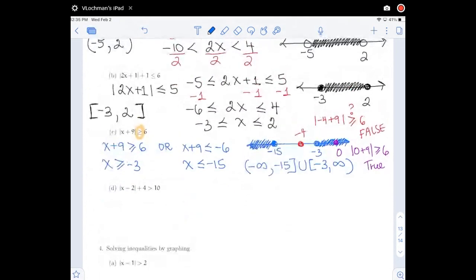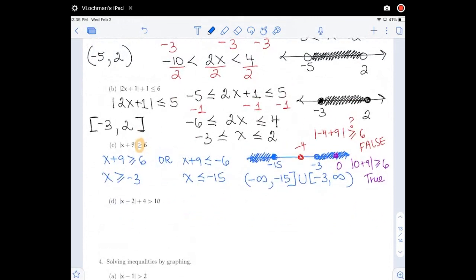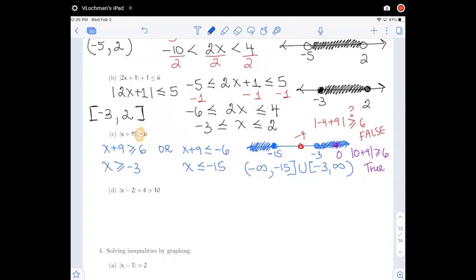Let's go ahead and take a look at the last problem of this type, and then I'm going to stop right there. We can pick up by graphing next time. That's not essential to your homework. This was more like an FYI.